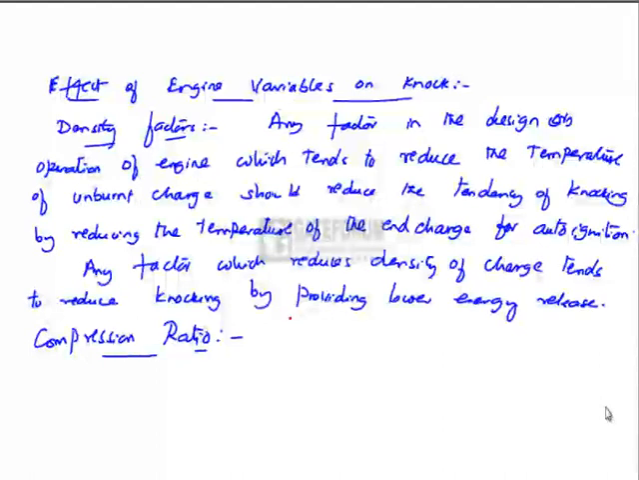What is the delay period? The last portion of the unburned charge, after reaching the critical temperature conducive for auto-ignition, should stay there for a definite amount of time to auto-ignite. This period is called the delay period. So, increasing the compression ratio decreases the delay period of the end gas or end charge and thereby increases the tendency for knocking.